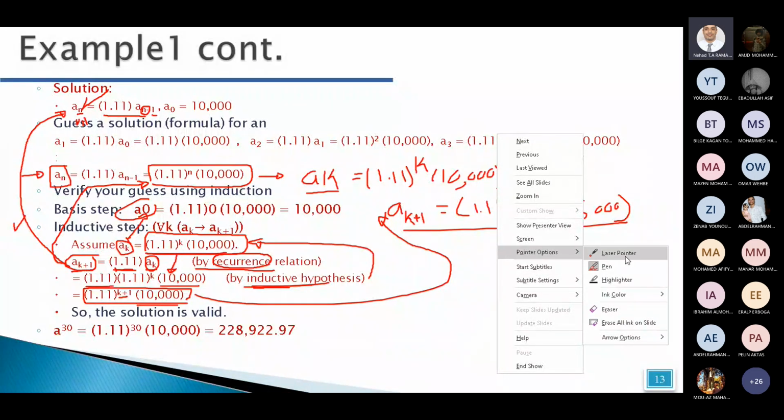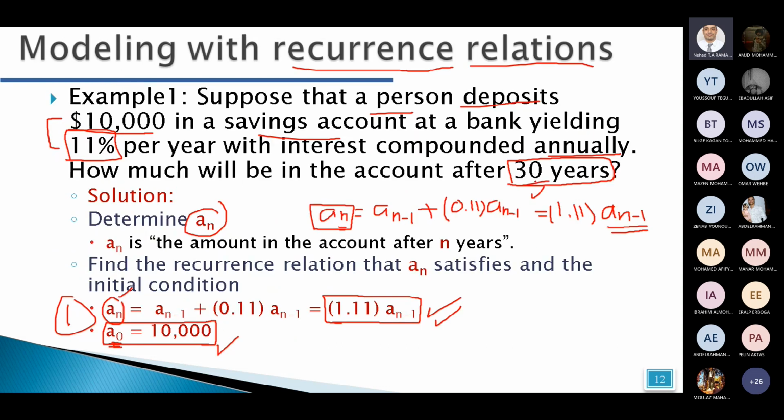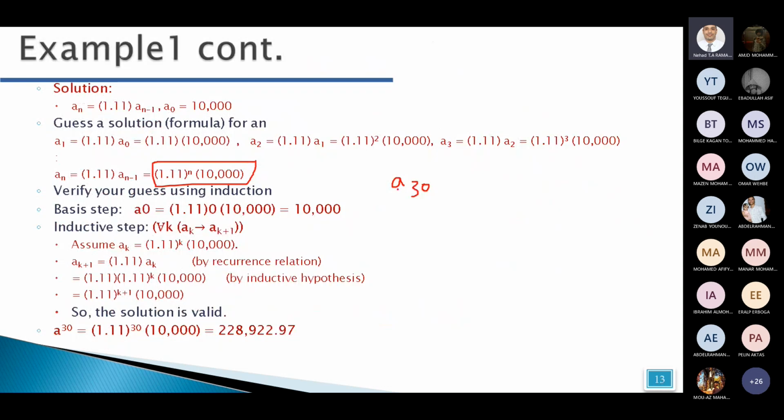If this solution is correct, we can apply it. So we can apply this solution and find any year. What we need to find is A30, because we asked how much will be there after 30 years. So A30 is equal to, instead of n, now we use 30, 1.11 to the power 30 multiplied by 10,000, and this number can be calculated. When you calculate it, you will find this number. It doesn't matter to calculate this final value.